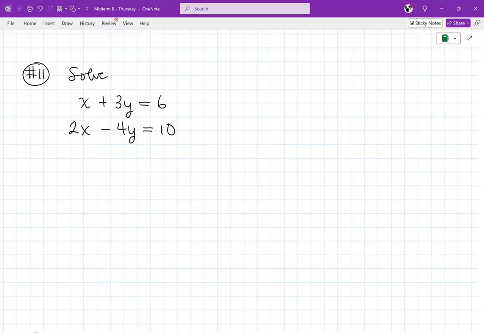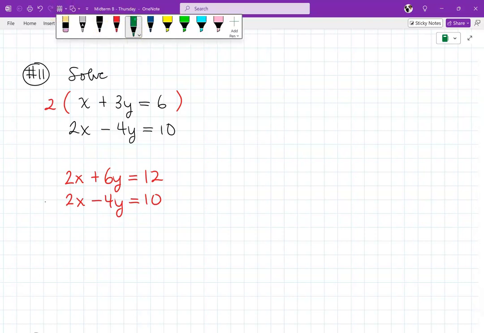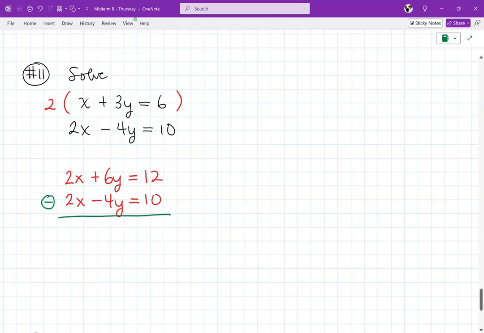So x plus 3y equals 6, 2x minus 4y equals 10. I am going to multiply the top equation by 2. That way I get my 2x's to be the same. Okay? So I get 2x plus 6y equals 12. That's multiplying the top by 2. And then the bottom is 2x minus 4y equals 10. That one's untouched. Okay? So now I'm going to subtract so I can eliminate the 2x's.